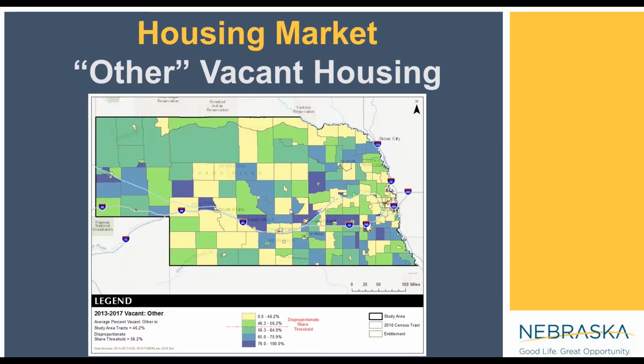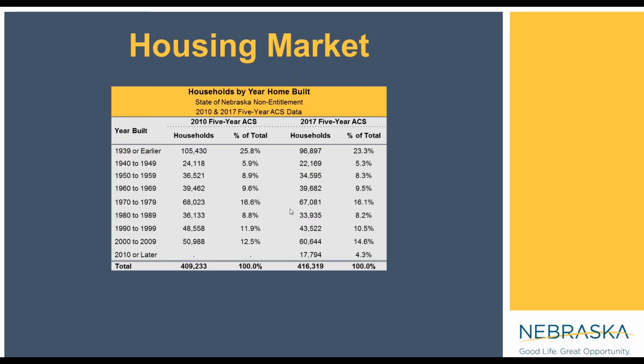Okay, so continuing into the housing market, we see households by year built. The majority of the housing stock in Nebraska's non-entitlement areas was built in 1939 or earlier, 23.3%. And then we see another building boom in the 70s, 16%. And then another more recent one in the 1990s and 2000s, 10.5 and 14.6%. So we do see a stratification of housing stock: 1939, the 70s, and then the 90s and more recent stuff. So those are the peaks, if you will.